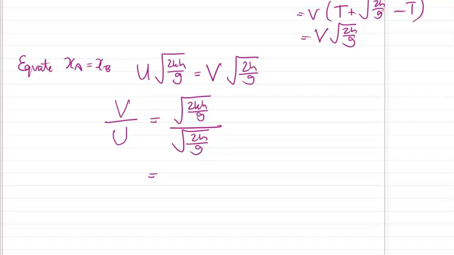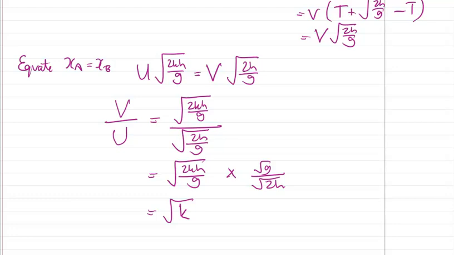So root 2kh on g times root g on root 2h. So much of that is going to cancel. I'll just be left with root k. And I was actually asked to show that the ratio v over u depends only on k. So I'm done as required.